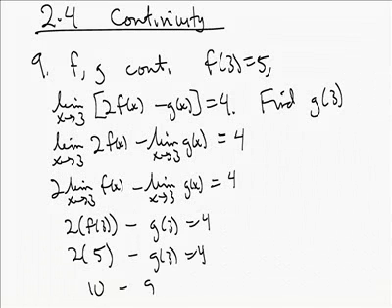2 times 5 is 10. 10 minus g of 3 is 4. If 10 minus g of 3 is going to be 4, g of 3 is going to have to be 6. So using our limit laws and our definition of continuity, we were able to find the value of g of 3. And let's take a look at another example.